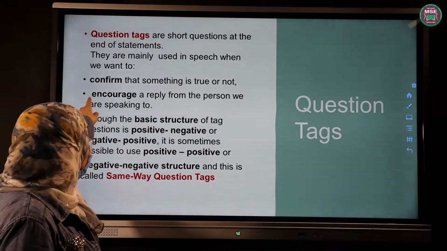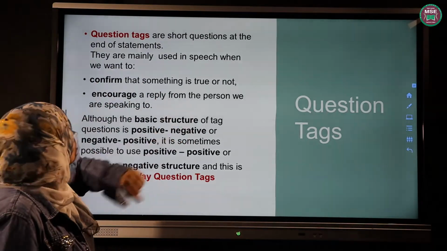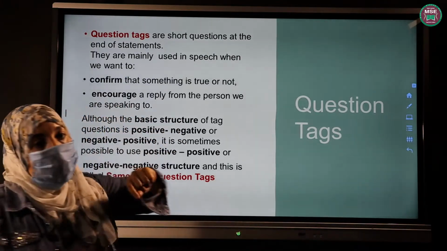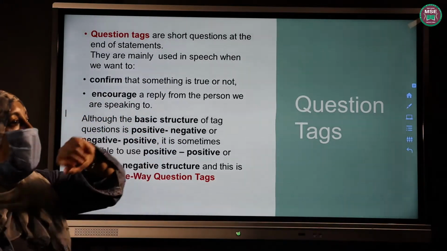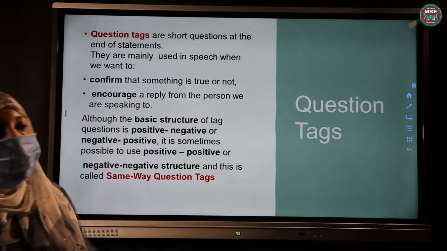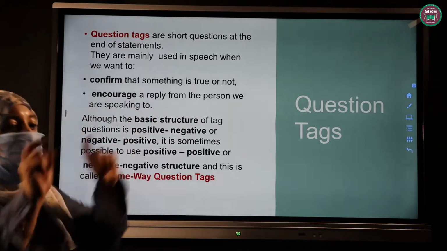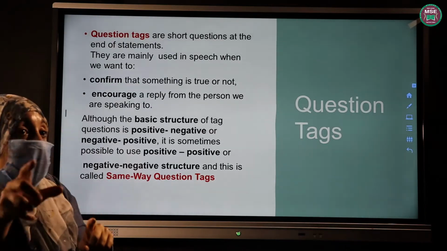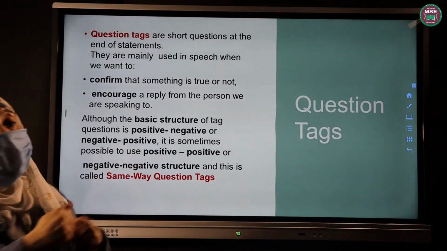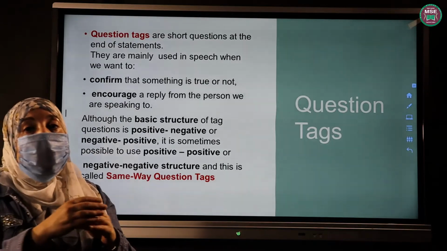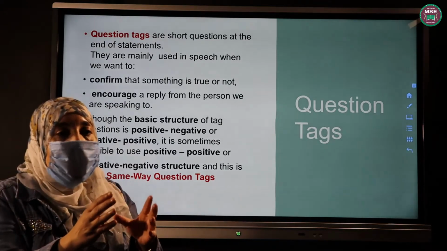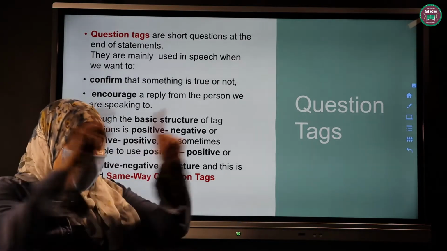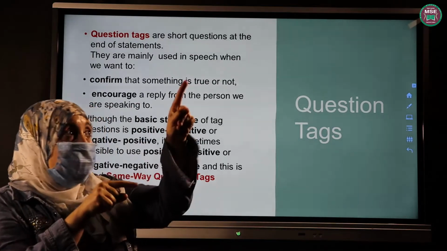First of all, to confirm that something is true or not, or to encourage a reply from the person we are speaking to. Give me examples, for example. When I say, she is happy. Now, this is the pattern. She is happy, isn't she? Another example: the children are playing tennis. The children are playing tennis, aren't they?